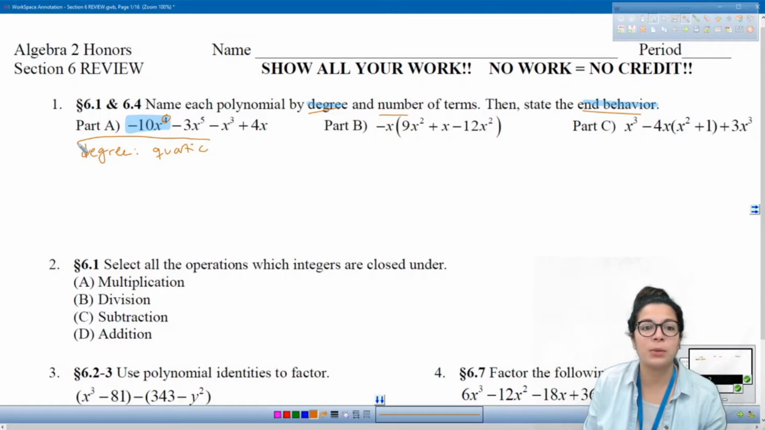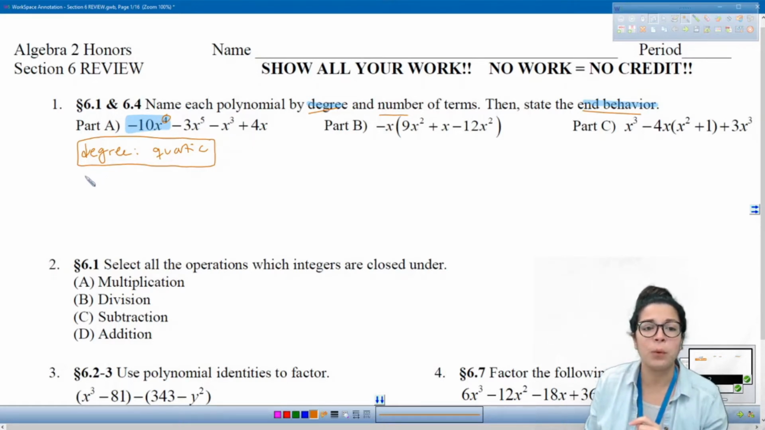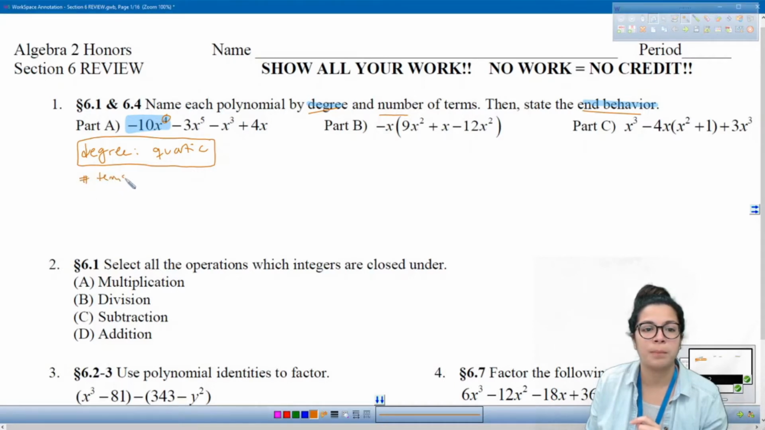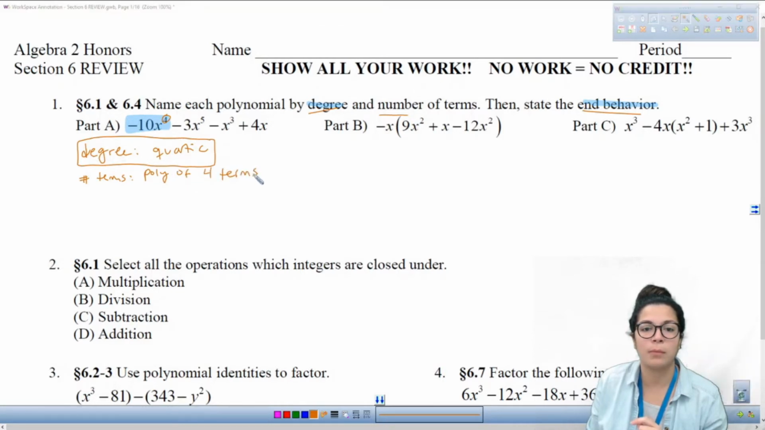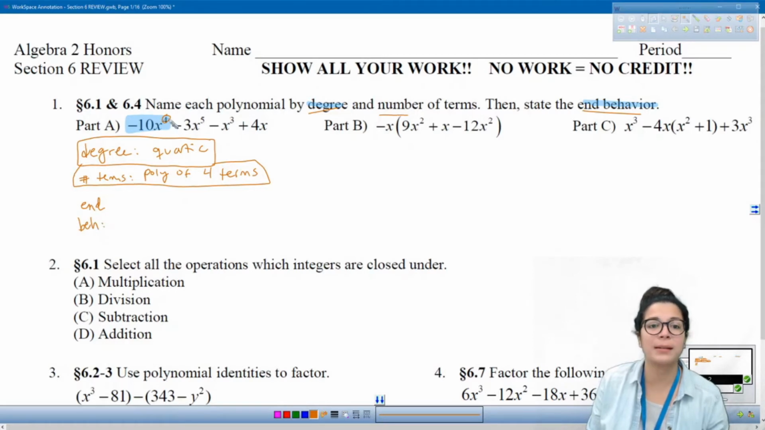We also need to classify by the number of terms. So we have here 1, 2, 3, 4 terms. So on this one, 4 terms, we would just call it a polynomial of 4 terms. Then for the end behavior, we can go back to that leading term.